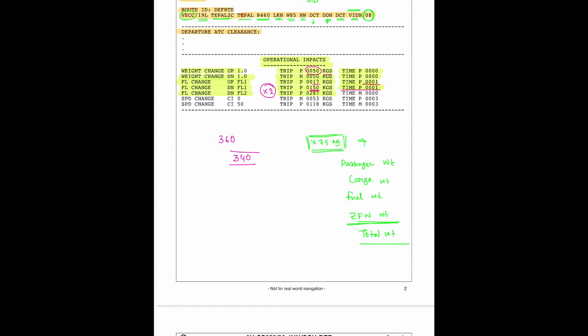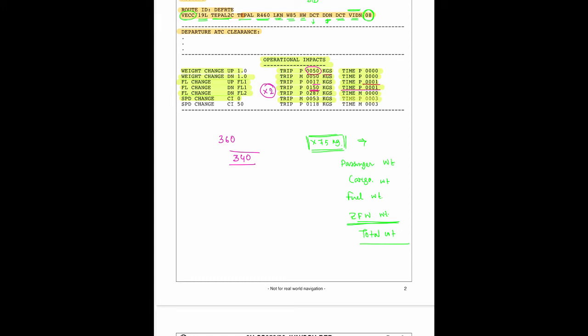And the time will be minus 0, meaning there will be no time consumed, but again the same thing will happen, the fuel burn will be increasing. The speed change, the cost index: the trip fuel will be taking minus 0.53. So if the cost index change is 0, then 53 kilos lesser fuel will be taken.